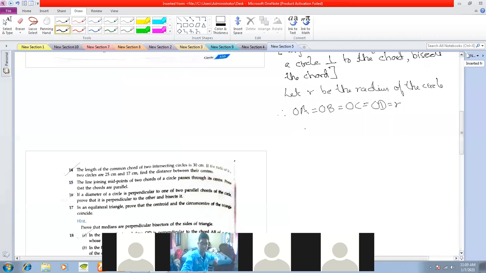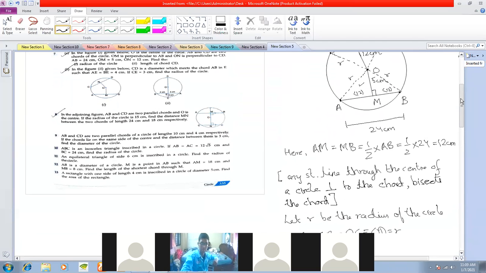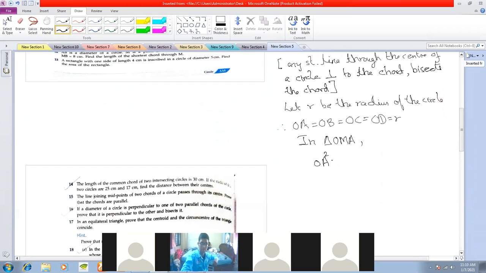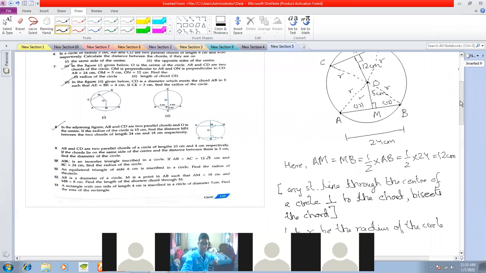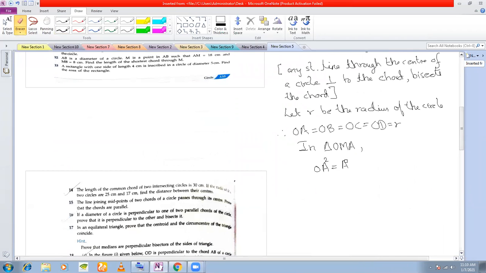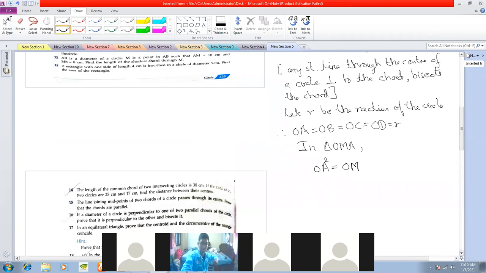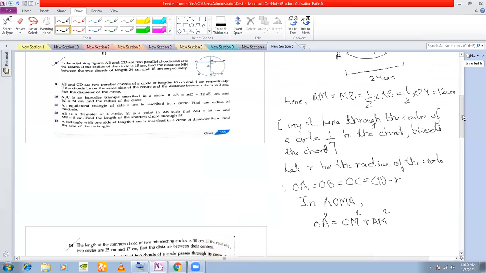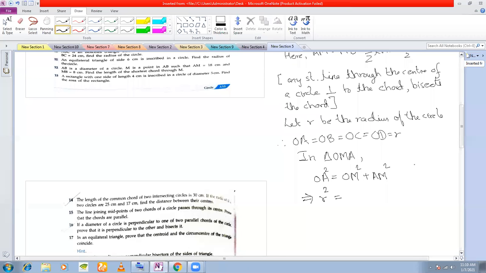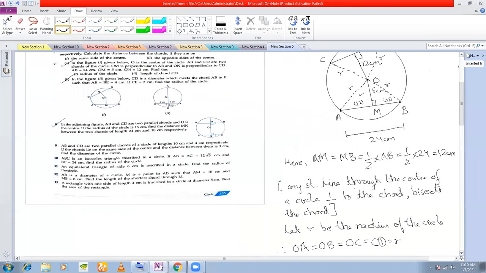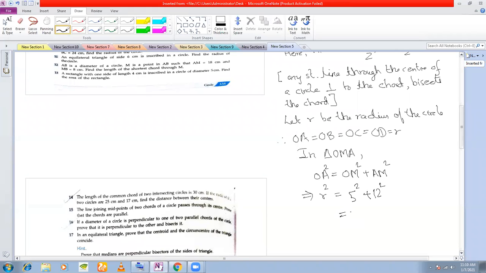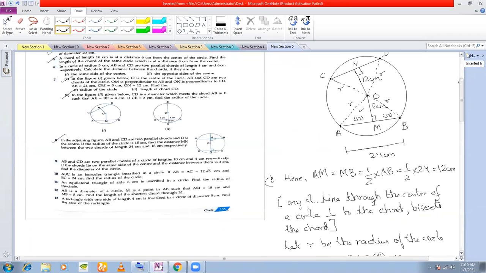In triangle OMA, OA is the hypotenuse, so OA square is equal to OM square plus AM square. So put the values. OA is R, OM is given to be 5, AM is 12. So 5 square plus 12 square, which is equal to 169 if you calculate. So therefore R must be equal to square root of 169, which is equal to 13 centimeter. Okay, so you have got the radius of the circle. First part of the question is answered.